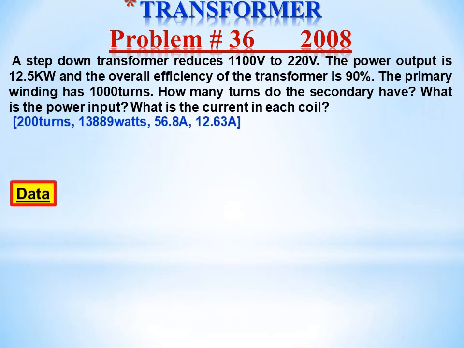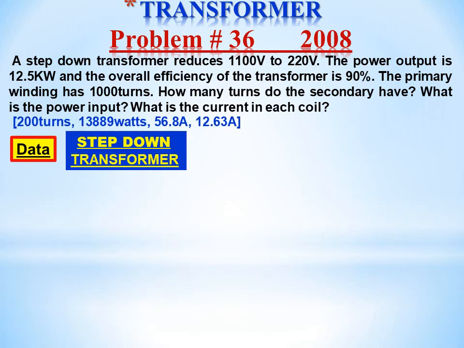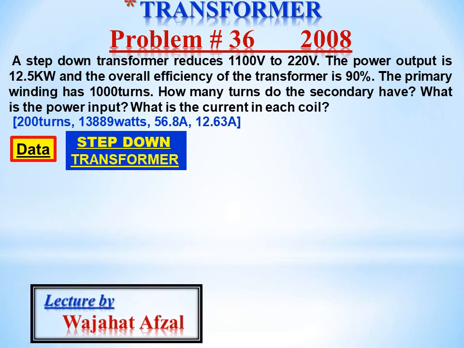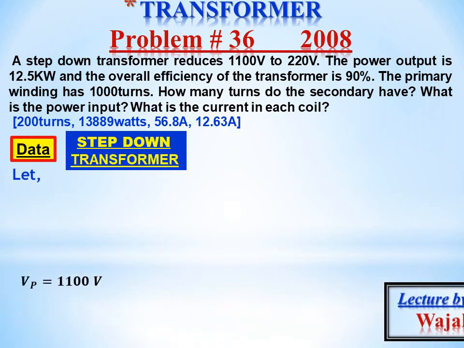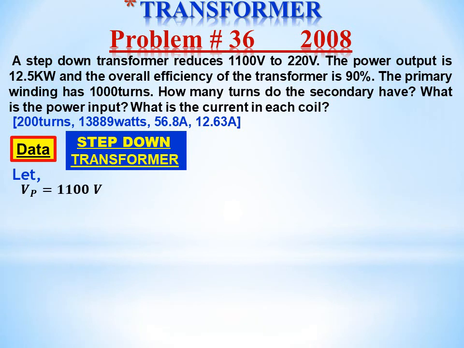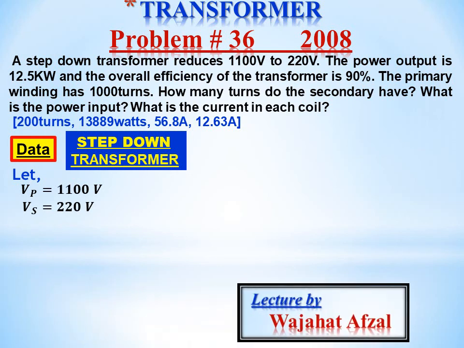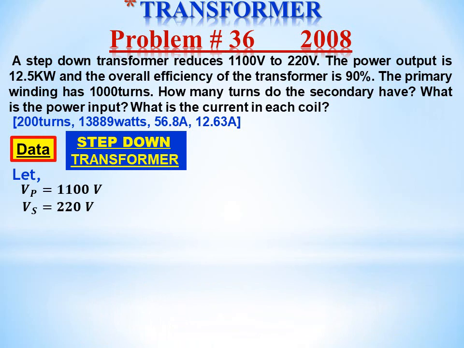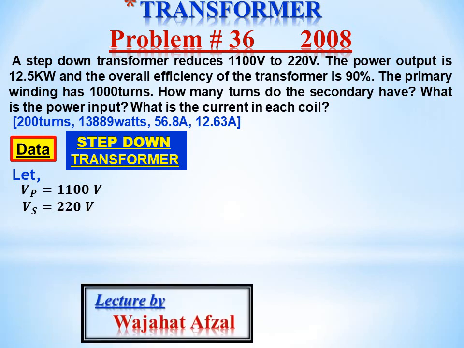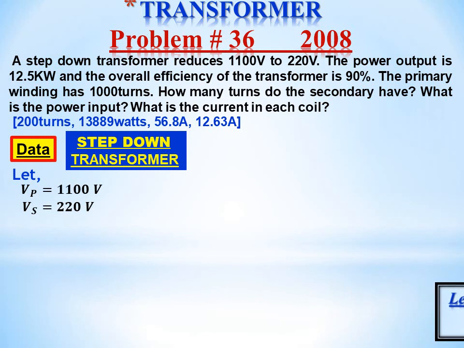So these are the answers. Now let's write its data first. As they said, it's a step down transformer. So let Vp be 1100 and Vs be 220 volts. Because the transformer reduces the voltage in a step down, 220 volts must be secondary and 1100 must be primary, because in a step down transformer Vp is greater than Vs. So that's why I write Vp 1100 and Vs 220 volts.